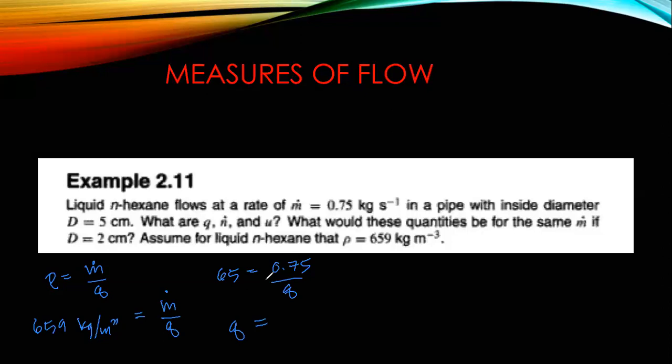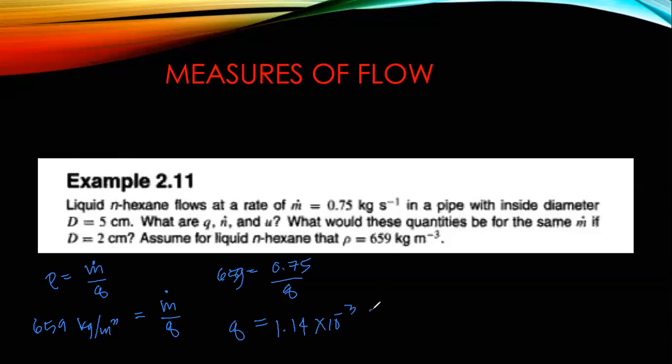Okay, I'm getting 0.0115. I forgot the 9, there's a 9 here. Yes, I knew the answer was different. So 0.75 divided by 659 is 1.14 times 10 to the minus 3. This time it will be correct. Q is 1.14 times 10 to the minus 3.